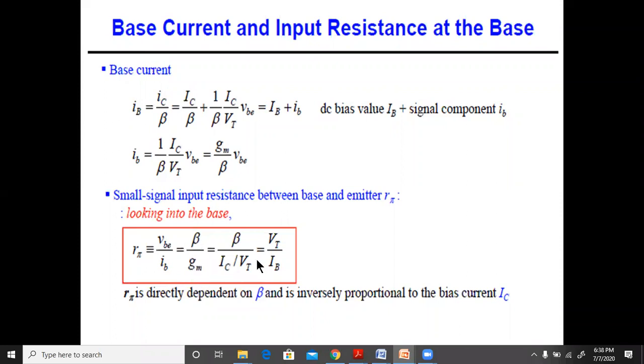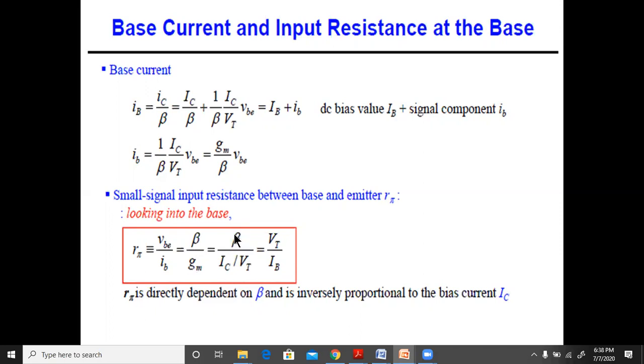And gm itself is IC by VT. This VT will go to the numerator, and IC by beta you can take to the denominator of the denominator. Then it will become VT by IB. But the standard formula to remember is this only: r pi is beta by gm. You need not remember the other. Sometimes people will also write beta VT by IC, but the standard is beta by gm.